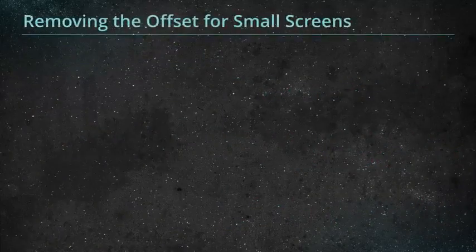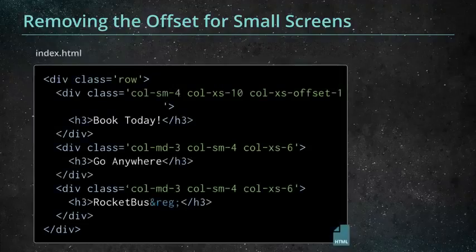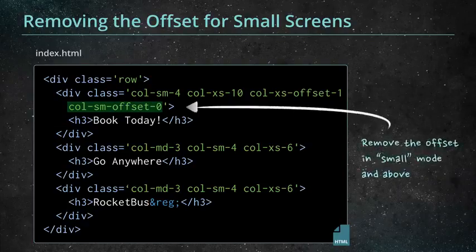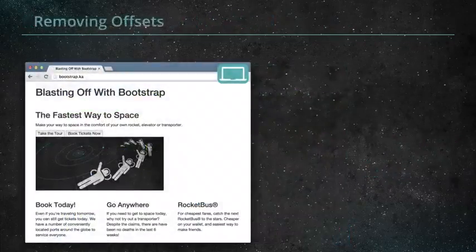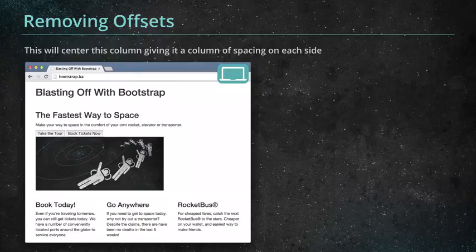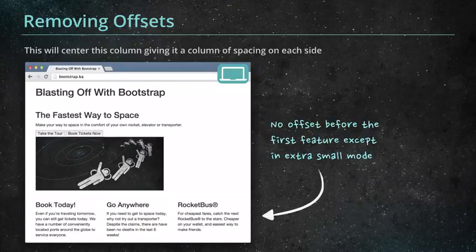To do that, we can add another class which will remove the offset for small devices and above. In this case, we can add a col-sm-offset-0 class. This is essentially removing that offset for small devices and above. So now if we open this up on a medium-sized device or a small device, we'll see that our featured items no longer have that offset added to them.